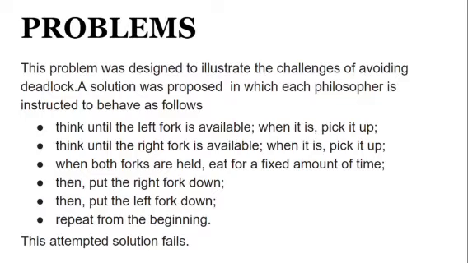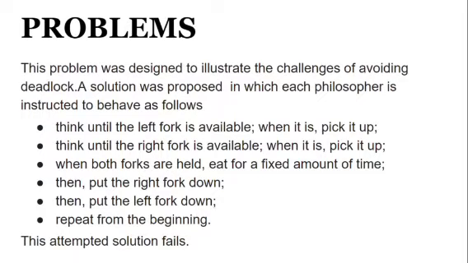Now we come to the next slide, which is the problems. This problem was designed to illustrate the challenges of avoiding deadlocks. And here we see a solution was proposed in which each philosopher is instructed to behave as follows. Number one, think until the left fork is available, when it is picked up. Number two, think until the right fork is available, when it is picked up. Number three, when both forks are held, eat for a fixed amount of time. Number four, then put the right fork down. Number five, then put the left fork down. Lastly, repeat from the beginning.